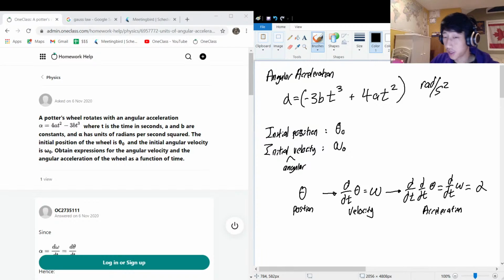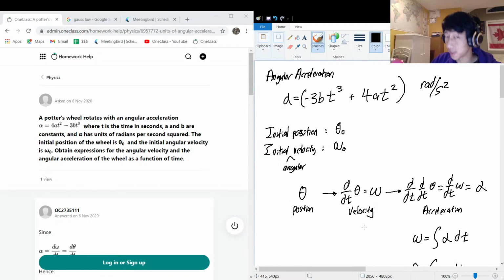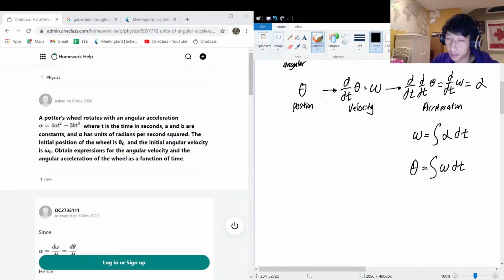Now if we're trying to go the other direction, omega is equal to the integral of acceleration with respect to time, and the position likewise is a similar thing, the integral of velocity with respect to time. So these are the equations we're going to use, and then let's sub in our known equation for alpha to help us determine the angular velocity. It's pretty much just an integration problem, two integration problems really, because we need to integrate twice.